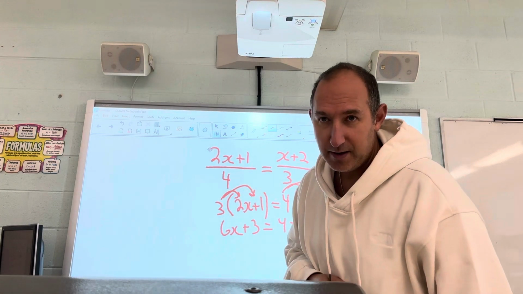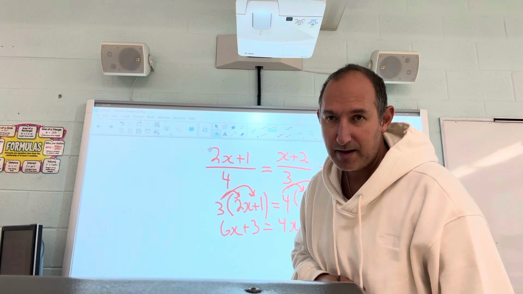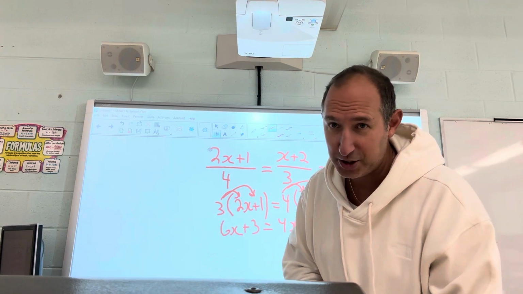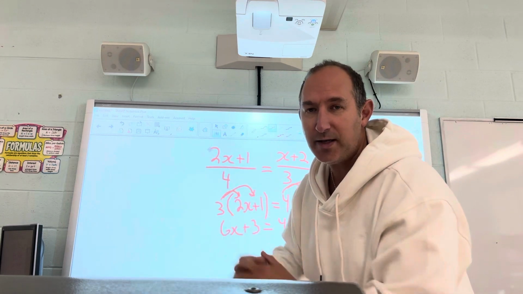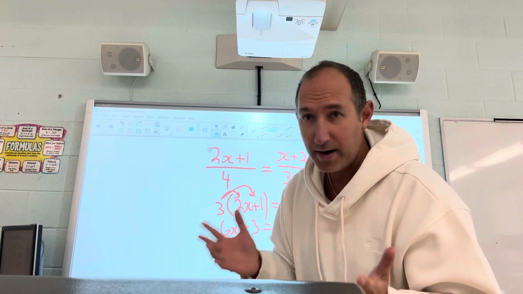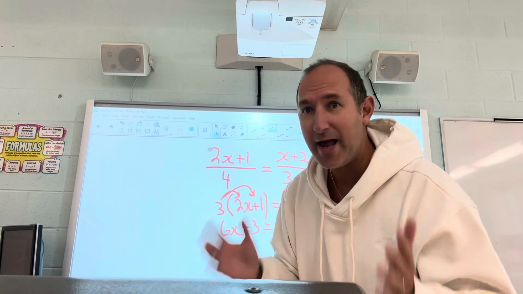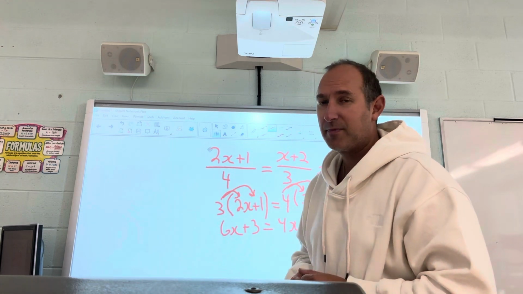Don't be afraid of this multi-step situation that you are encountering right here. You always want to have letters on one side, numbers on the other. You want to have 1x is equal to something, or x is equal to something, or y is equal to something. So, pay attention.